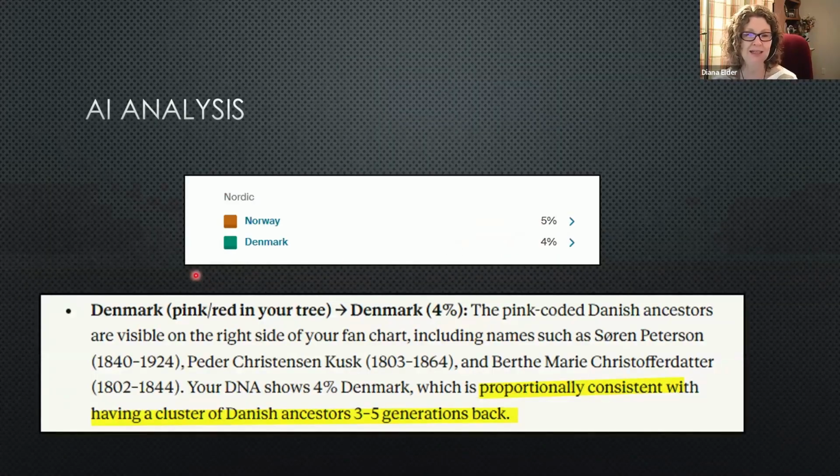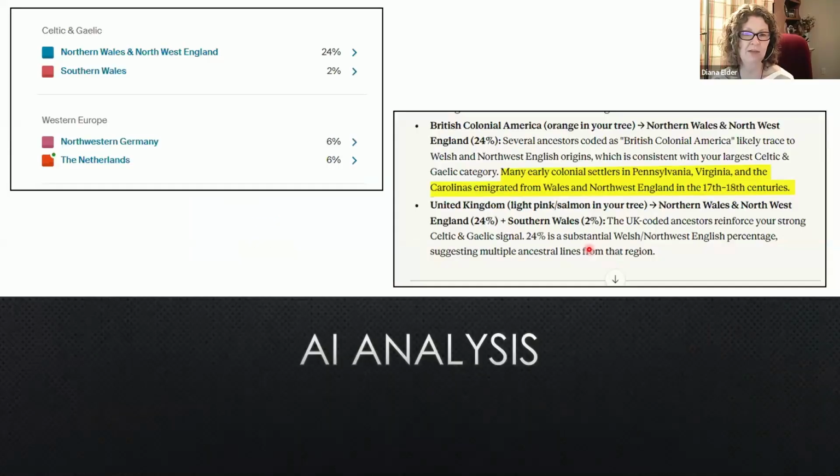Now, what about this Norway and Denmark of 5% and 4%? I know I have Danish ancestry. I'm 1/8 Danish, actually, and could have up to 12.5%, but it seems to be broken out a little bit. So I was curious to see what AI would say about this, because Ancestry only gives me 4% Danish. And so it does recognize that the pink-coded Danish ancestors have names such as Soren Petersen, Peter Christensen Kusk, Bertha Marie Christopher daughter, and that those are definitely Danish names. And it's consistent with a cluster of Danish ancestors 3 to 5 generations back. So, yes, that does make sense. Interesting that it doesn't really discuss Norway here, because I would think that that would all be kind of together.